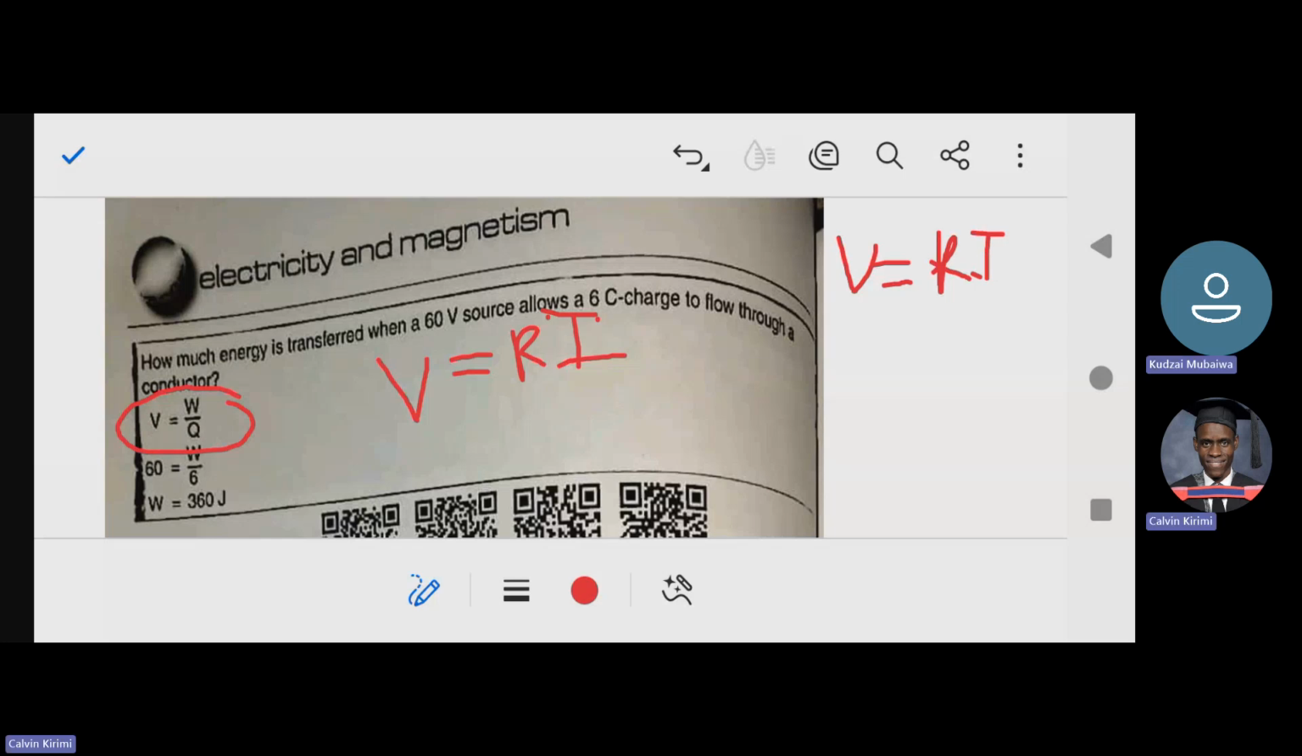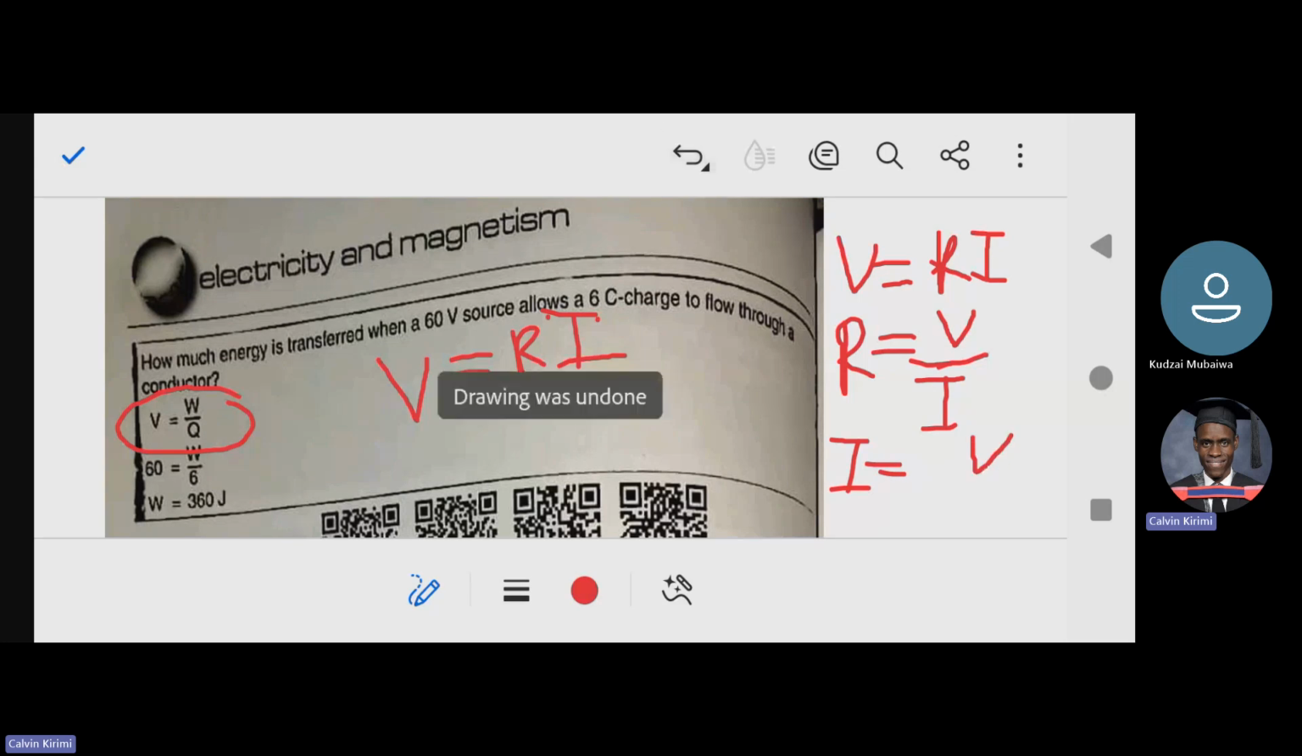Now, let's say you want resistance. You make R the subject of the formula. In other words, you say R, resistance, is equal to voltage over what? Over current, I. You do the same. If you want I, you say I is equal to V over R. That's when you use the subject of the formula, your mathematics comes in.